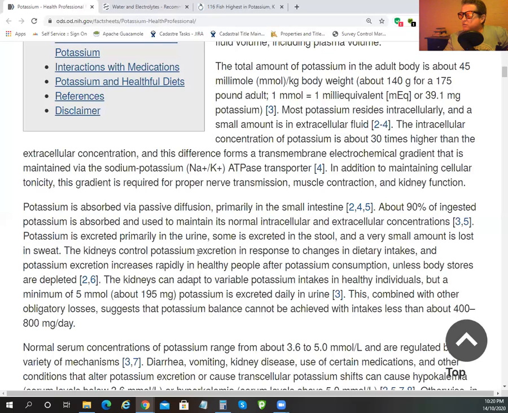The kidney controls potassium excretion in response to changes in dietary intake, and potassium excretion increases rapidly in healthy people after potassium consumption, unless body stores are depleted. So the body will actually get rid of potassium. This is why in a lot of countries they banned potassium supplementation, because people were supplementing too much and causing themselves heart attacks, heart failures. So pretty much it is dangerous. Get it from your diet and allow the body to regulate and excrete what it doesn't need.